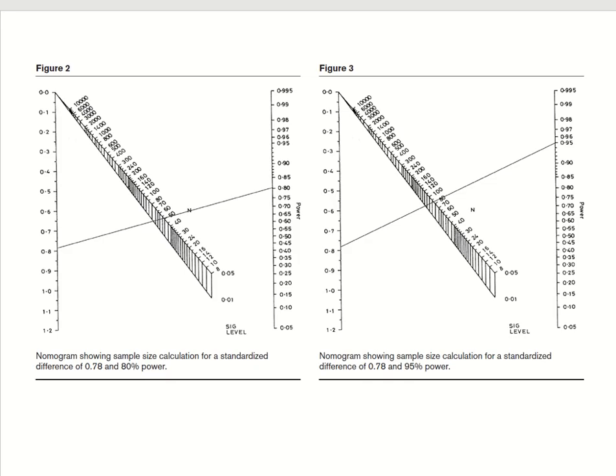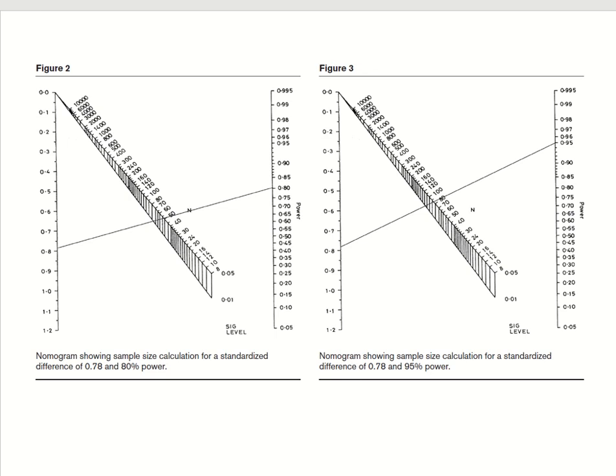Here's an example. In this example, the researcher is interested in a power of 80%, so on this side here, that's his 80% right there. He thinks that the difference he's looking at, the effect size, is 0.78. So this is the 0.7, this is the 0.8, 0.78 is right there. And he draws a line between the 80% and the 0.78. And that line is going to cross the ladder of sample size in 2 places. One for alpha of 5% and one for alpha at 1%.